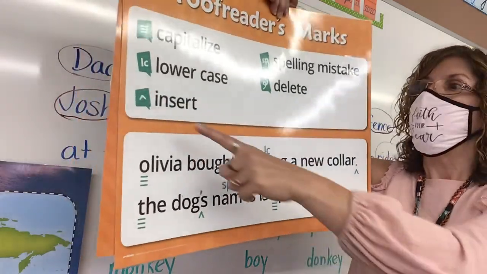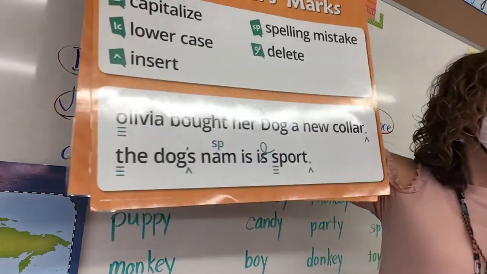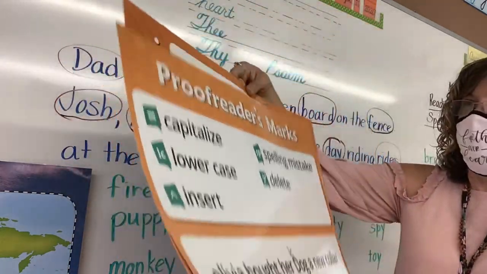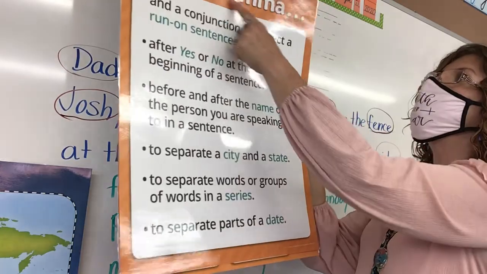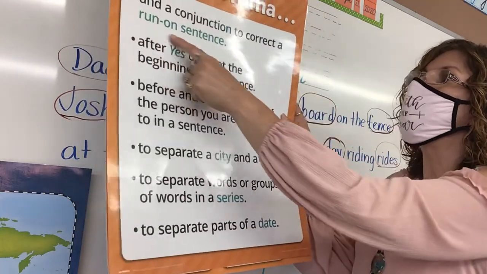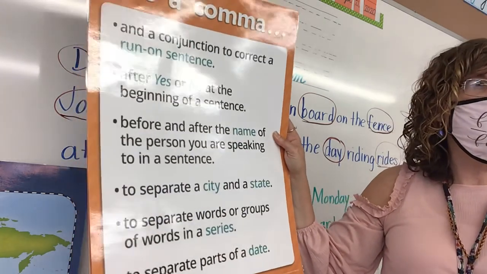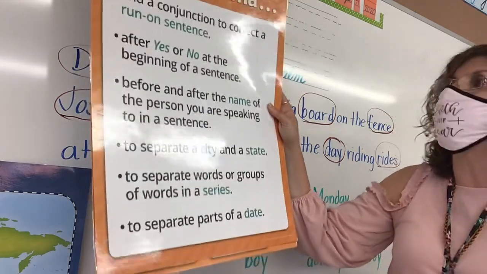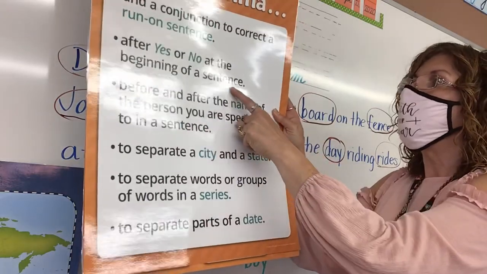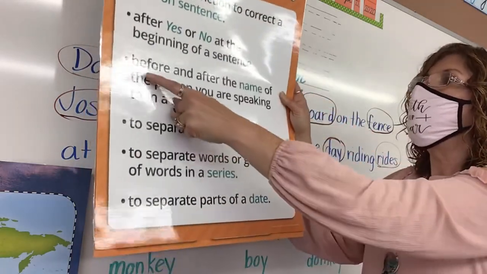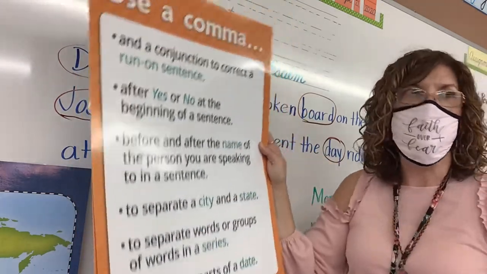But if you are fixing it, like you would on the back, when you're doing it for yes or no or direct address, then you need to make sure. All right, let's look at the comma rules. The first one is for the run-on sentence. Read it with me: use a comma and a conjunction to correct the run-on sentence. That is the second way you will be doing it. The first way is to make two sentences out of it by putting in the ending punctuation and capitalizing the next word. Then use a comma after yes or no at the beginning of a sentence, and use a comma before and after the name of the person you are speaking to in a sentence.